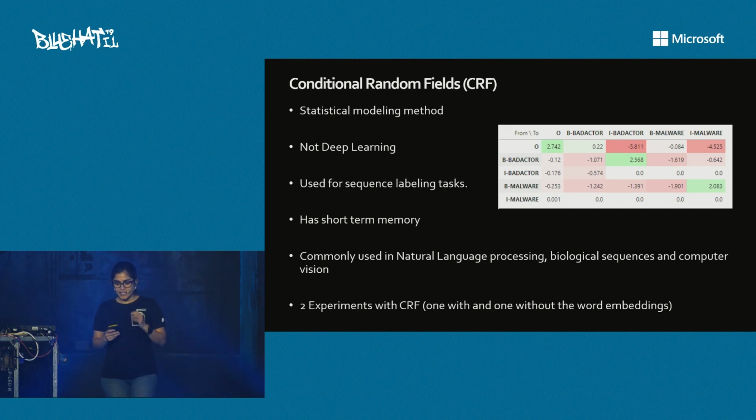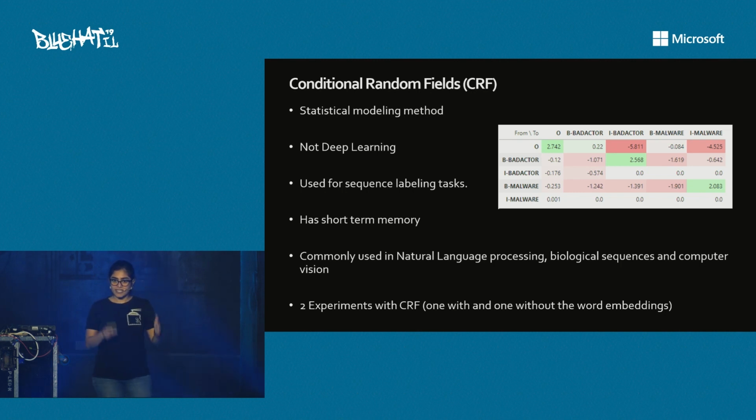We can say that it has short-term memory, and let me explain a little bit about what that means. The matrix you see on the screen is a transition weights matrix, and it shows the transition weights between the various classes. So you can see that the likelihood of transition from an O class to a B bad actor class is positive. But when you see the likelihood of the transition from an O class to an I bad actor class directly, you see that it's a very low number.